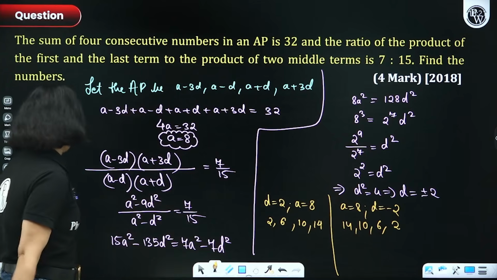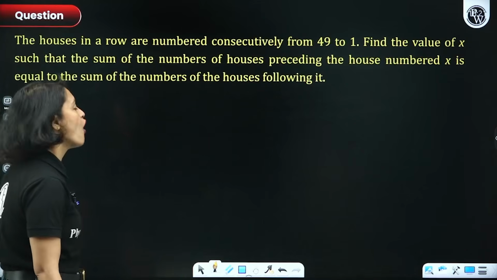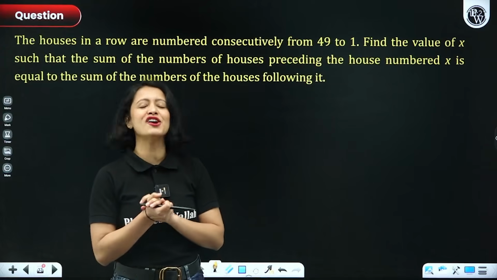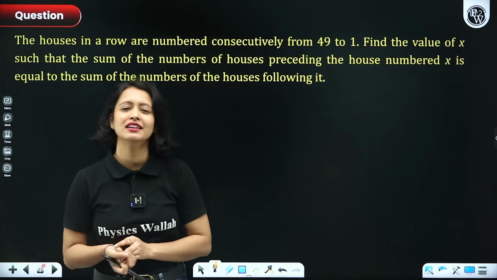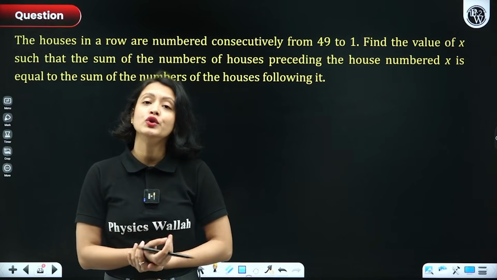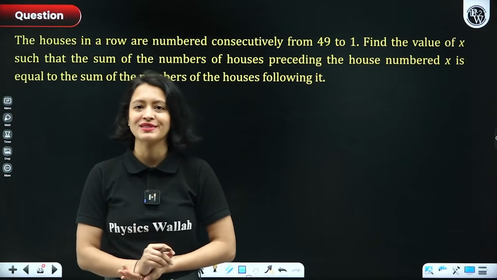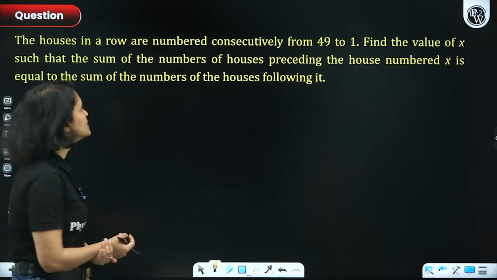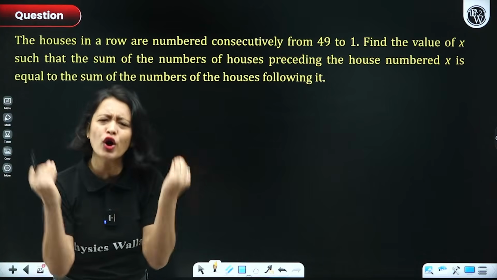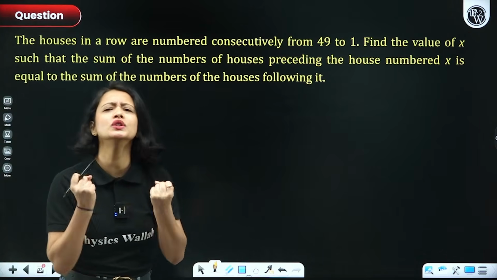So with that, guys, let's move on to word problems. We have some really common types of word problems that you must have come across when you are studying AP. So we are going to do all the common types of problems. The houses in a row. This one's quite famous, has come in board exams a lot of times, guys. You should know this question by heart.